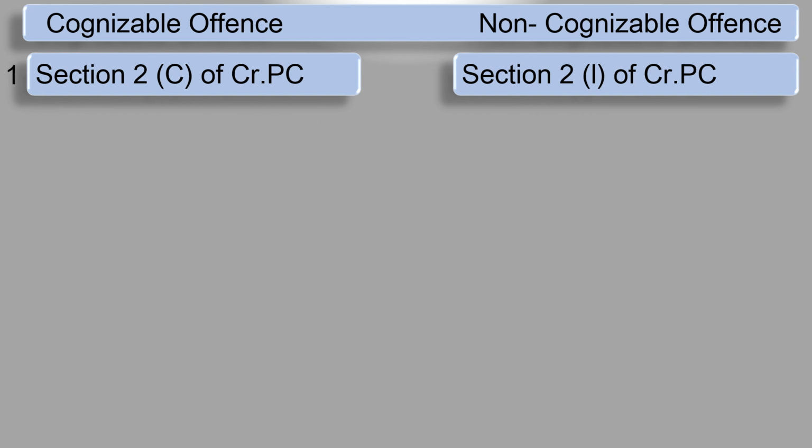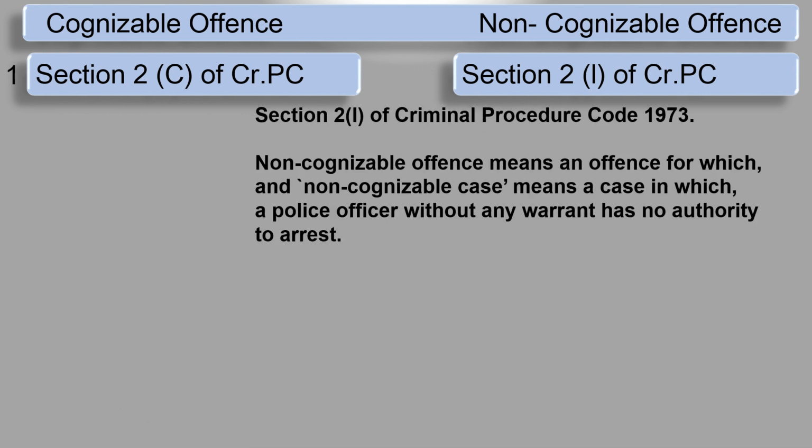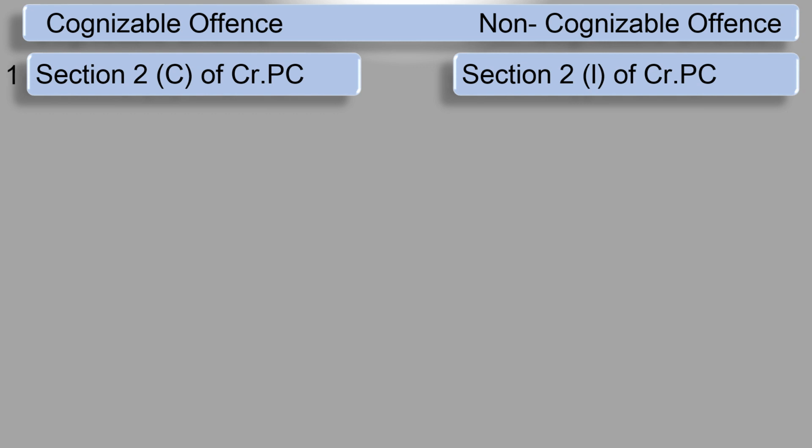Whereas the non-cognizable offenses as defined in subsection L of section 2 of Criminal Procedure Code, a non-cognizable case means a case in which a police officer without any warrant has no authority to arrest. In simple language, the difference between the two is, as per the definition, in cognizable offenses or cases the police can arrest without a warrant as given in the first schedule of Criminal Procedure Code 1973 or any other law for the time being. Whereas in non-cognizable offenses, as per the definition, the police cannot arrest without a warrant.